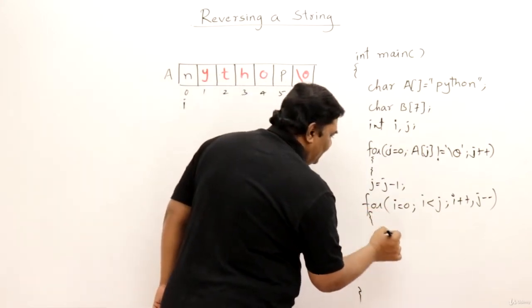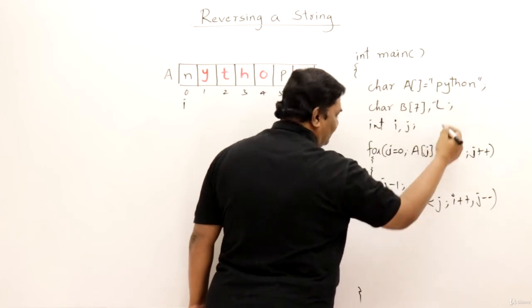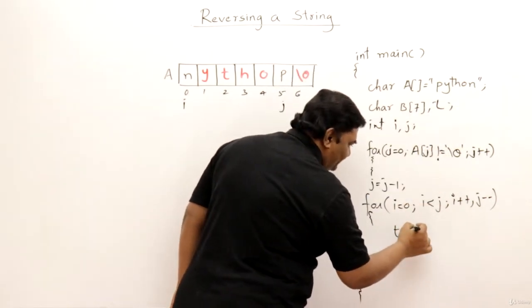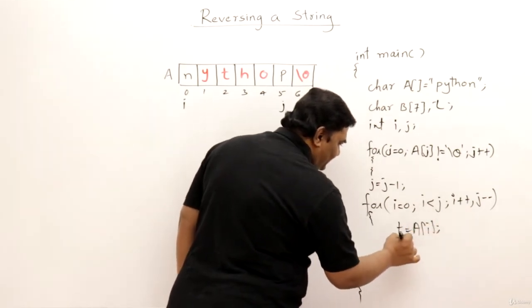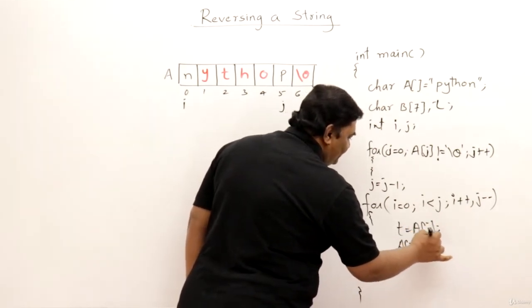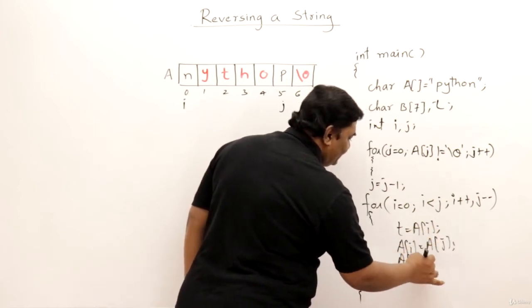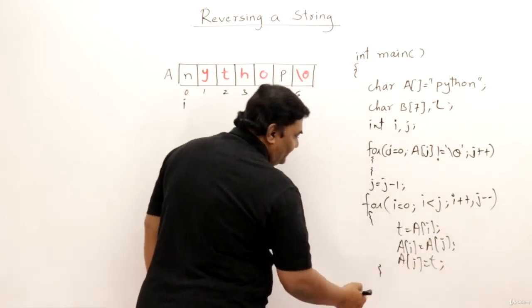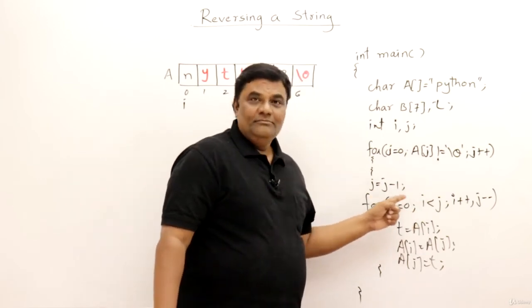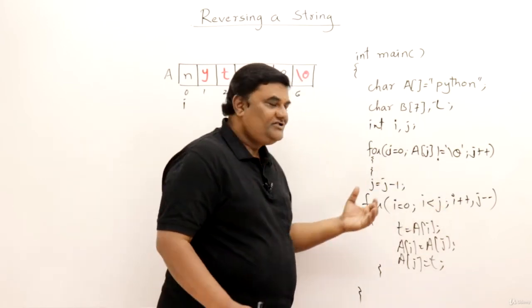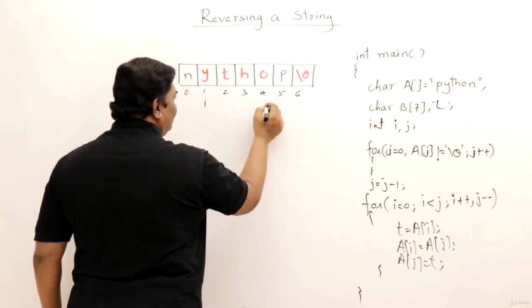For swapping, I need some variable. So let us take a character type variable t, and with the help of this t we will exchange. A of I value is exchanged with A of J. First of all take it in t, then A of I assign A of J, right? Then A of J assign t. So this for loop will exchange the two alphabets, increment I and decrement J. So let us do it. Next I will increment and J will decrement.